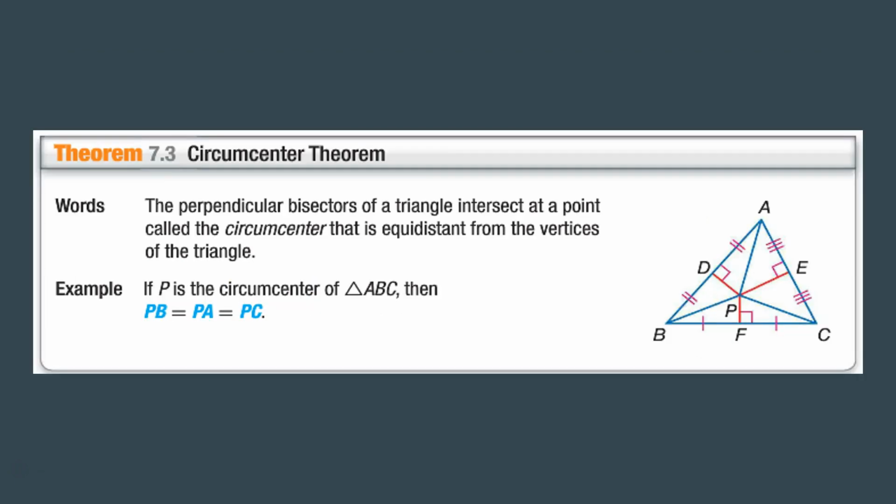The Circumcenter Theorem. The perpendicular bisectors of a triangle intersect at a point called the circumcenter, that is equidistant from the vertices of the triangle. So, equidistant, once again, is equal from the vertices of the triangle. Notice that this is where they all meet. That's why it's called the circumcenter of the triangle ABC. Because of that, we know that PB is equal to PA, which is also equal to PC. And that's what that theorem is saying.